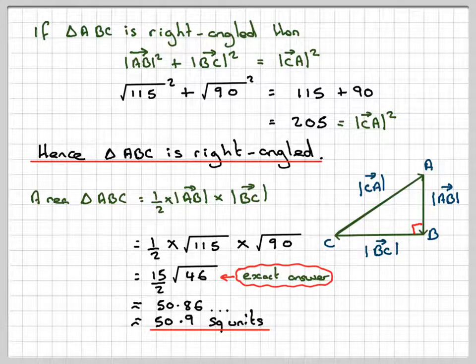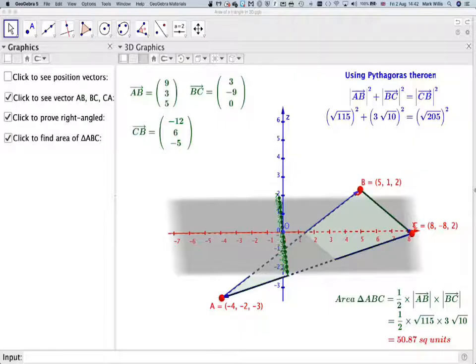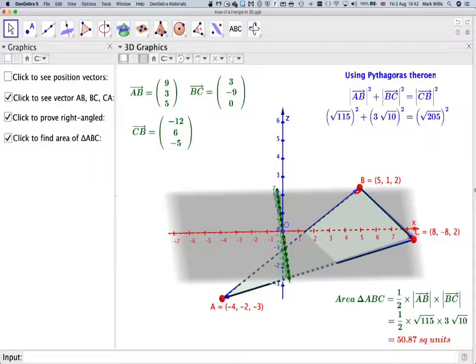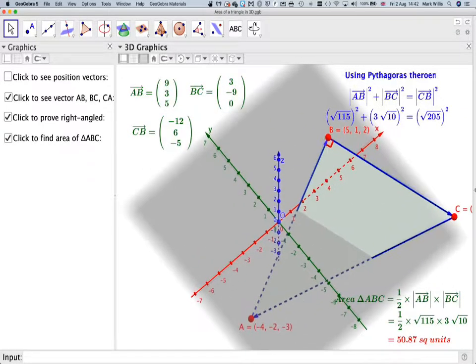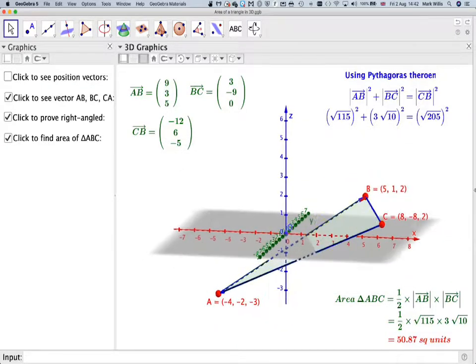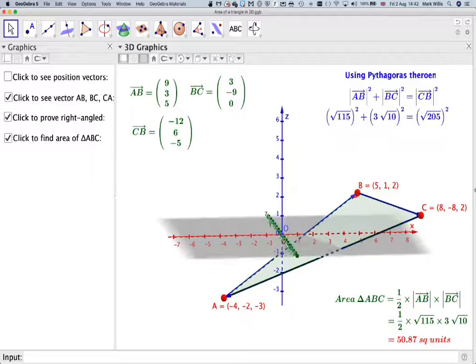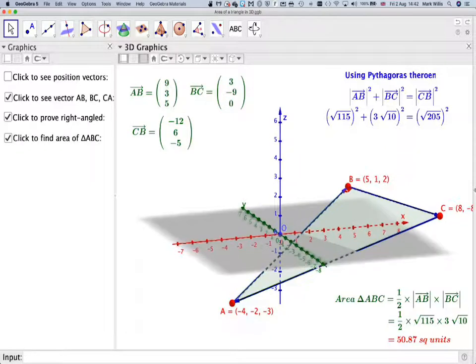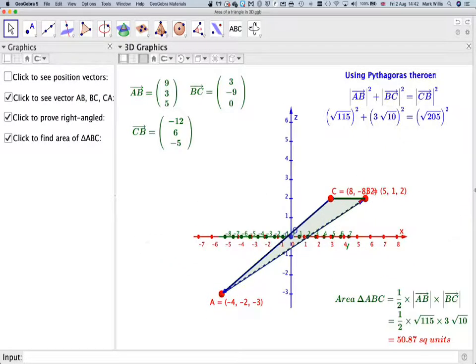Just one brief look again at the GeoGebra app, which is in the notes of this video. You can see all of it, and we can look at the triangle from different views, which is quite good. If you've got special glasses, you can select red cyan glasses. You can actually see it in 3D if you wanted to.